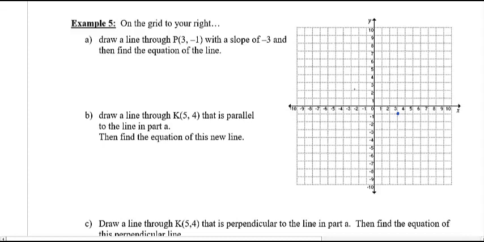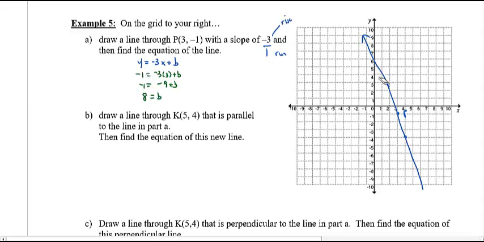And then a slope of -3, once again, that's rise, which is actually down, run. So 3 down, 1 to the right. Here's my very steep line, and here is point P. Then the equation for this, once again, y equals -3x plus b. To solve for b, we'll plug in the point. That's -9 plus b equals -1, so b is 8.